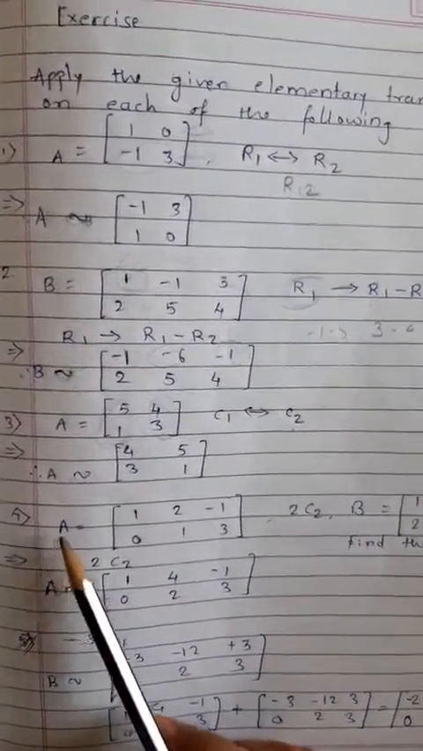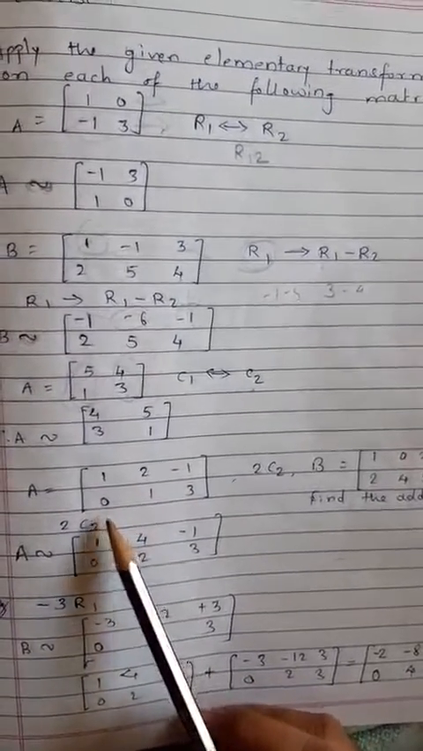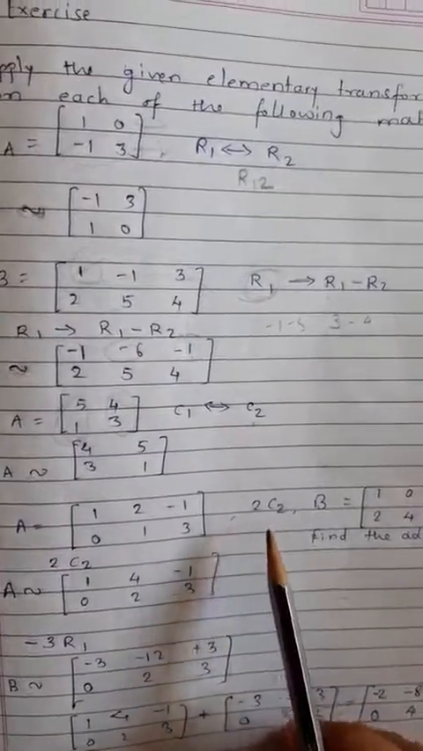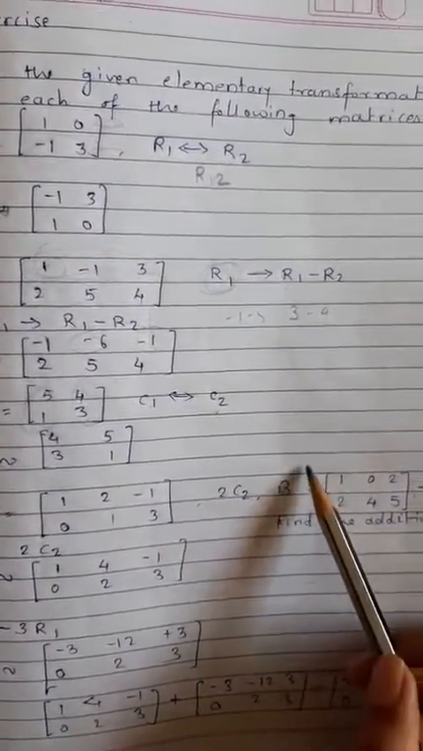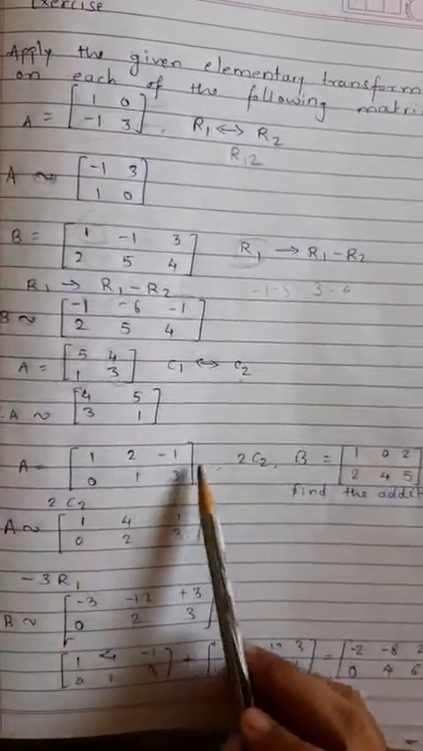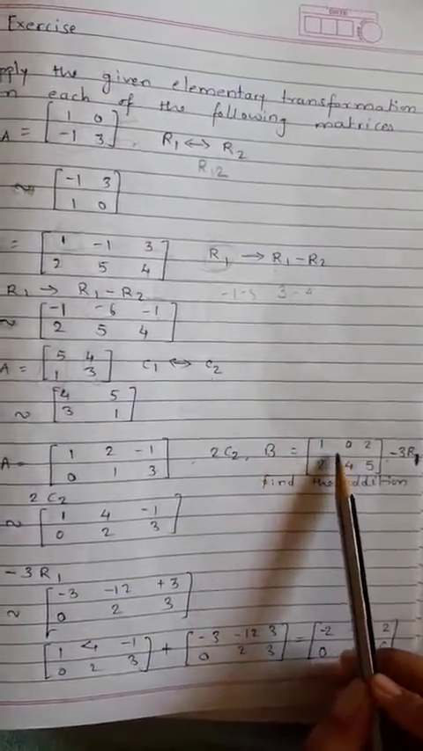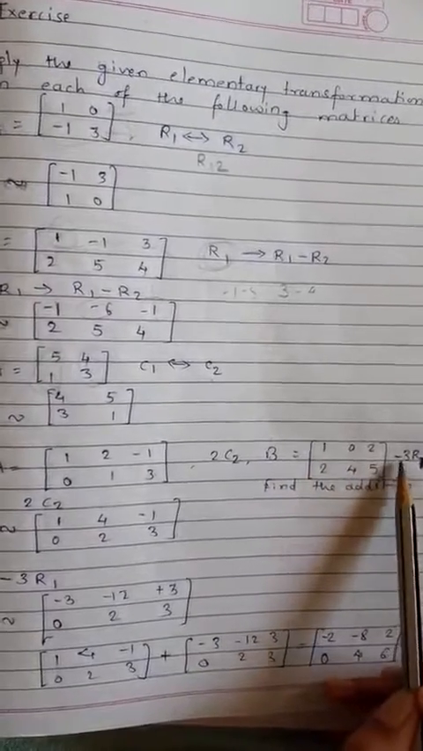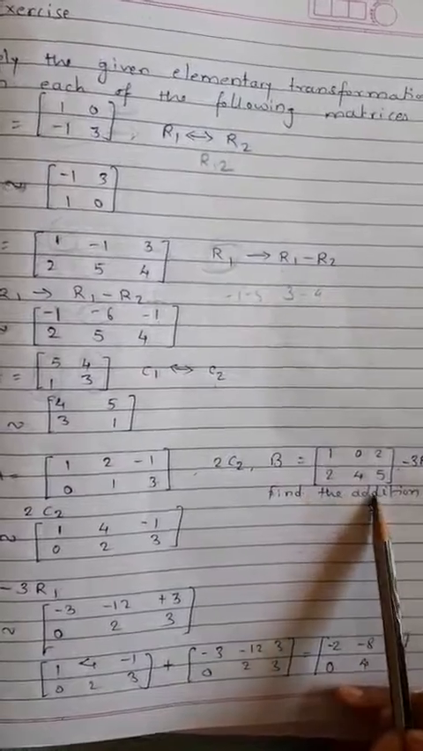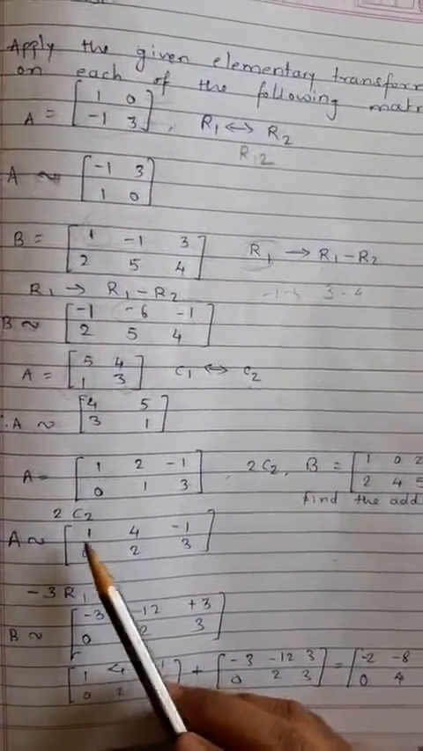Now next example, A is equal to [1 2 minus 1; 0 1 3], and here you have to do the operation 2C2. A is given and here you have to do the operation 2C2. B is given as [1 0 2; 2 4 5], and you have to do the operation minus 3R1, and you have to find the addition of the two new matrices, whatever we will get.